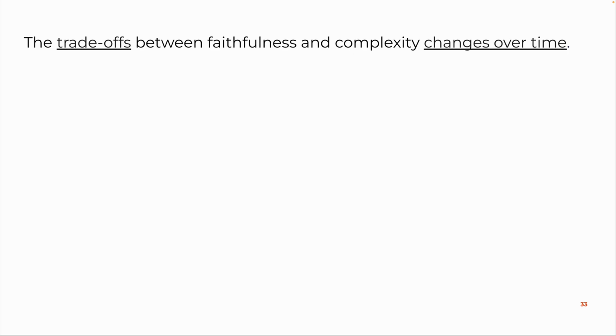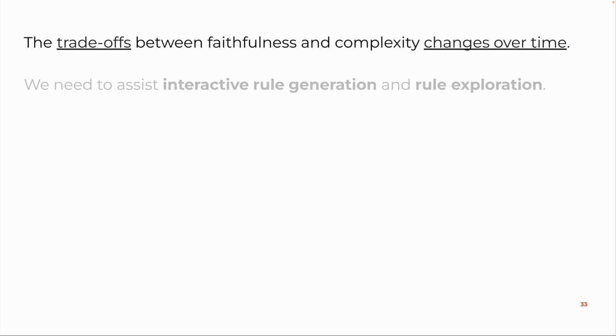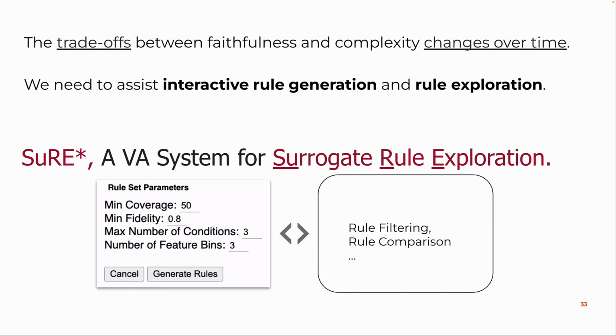Since the trade-offs usually change over time, we need to provide more support to interactively generate and explore rules. As such, we designed Sure, a visual analytics system for surrogate rule exploration, where the users can interactively set parameters to generate rules for exploration. Also, they can filter, compare, and reason about rules by using visual analytics techniques.